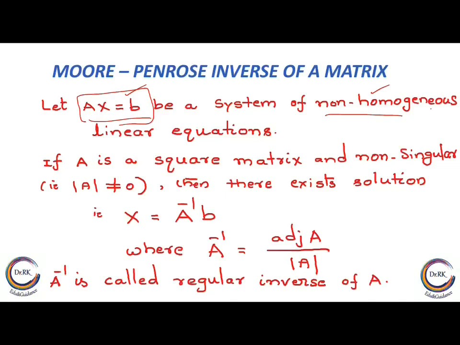If A is a square matrix and non-singular, meaning det not equal to 0, right? Then we can find the inverse, and from that we can find the solution by using this, right? And how we find the inverse is this, what we already tried just now. But the question here is, if this A is not a square matrix, right?